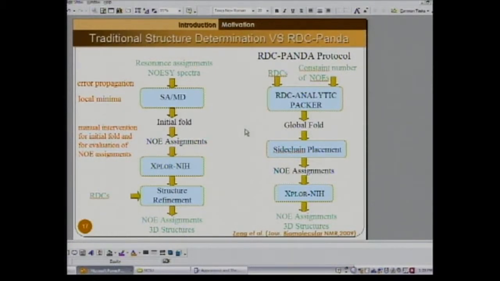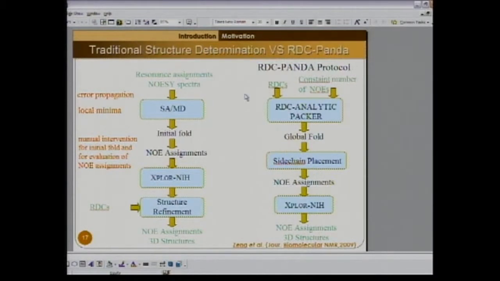Once people realized that RDCs have a really strong geometrical connection to protein structure, a new protocol was designed for structure determination. And RDC-PANDA is the software that was just released in our lab this January. And it uses the following protocol. It uses RDCs to compute with provable guarantees the global fold of the protein. So no manual intervention is needed at all.